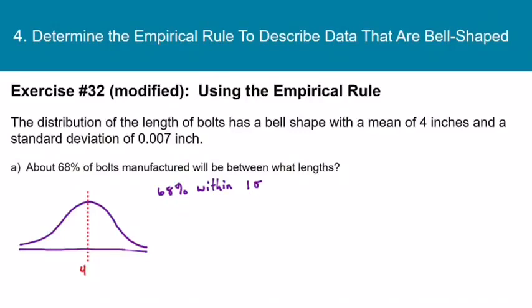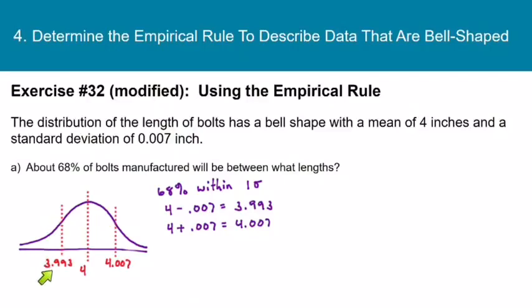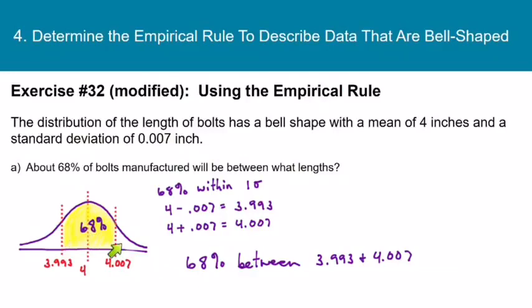Then we know that the empirical rule tells us that about 68% of the data will be within 1 standard deviation of the mean. So let's take our mean and subtract 1 standard deviation. 4 minus 0.007 gives us 3.993, and 4 plus 0.007 gives us 4.007. So those will be the limits that we put here, 3.993 and 4.007. And now we know from the empirical rule that 68% of the observations should be between those two numbers.